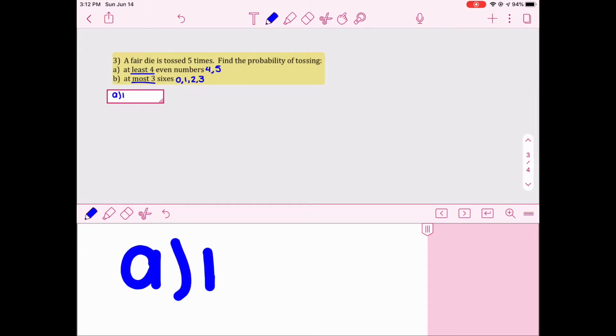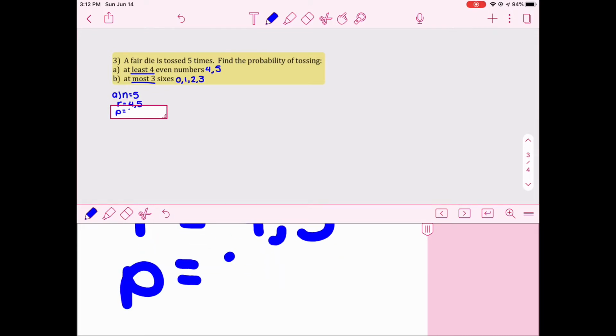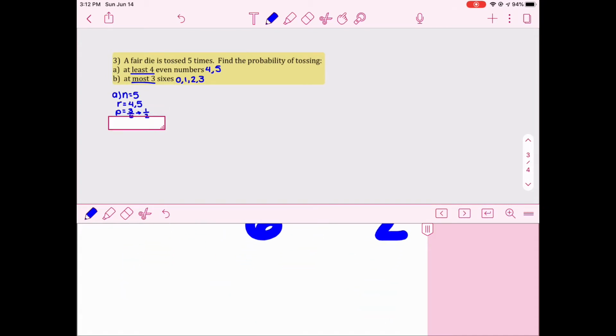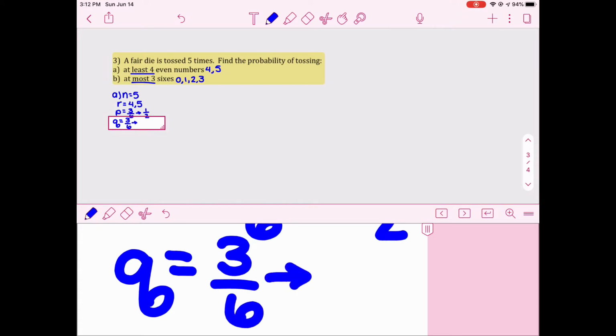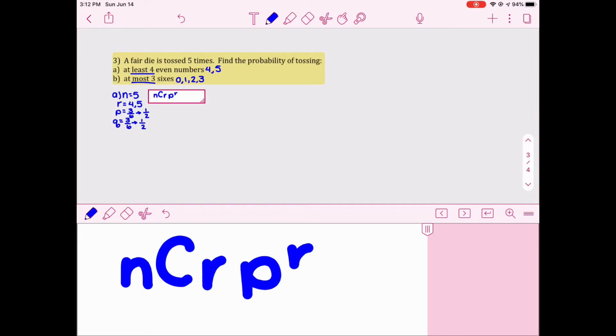So for part A, we're going to list out all the components. So N would be 5, how many times it's rolled. R is 4 and 5. The probability is 3 out of 6 because there's 3 even numbers on a die, which can be simplified to 1/2. And Q is the chance of non-probability, so it's 3 out of 6 as well, also 1/2. Now we're going to write the formula, NCR, P to the R, and Q to the N minus R.